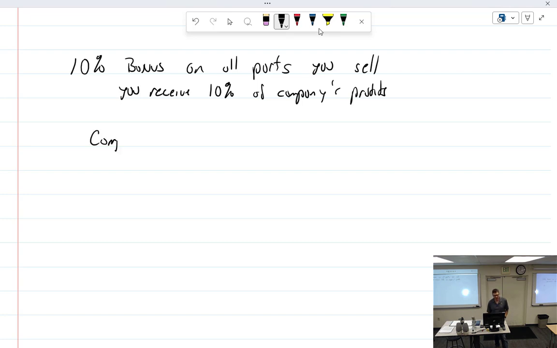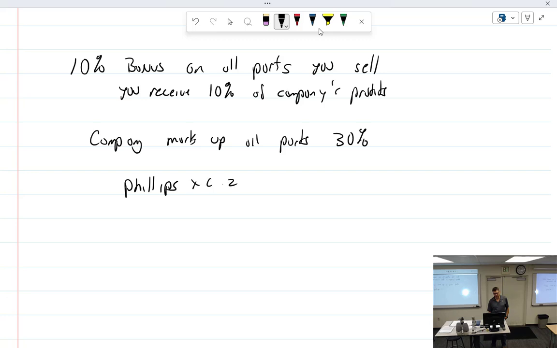So company marks up all parts 30%. You just sold me a case of oil, Phillips XC 2050 to be exact. So I just got a case of Phillips XC 2050 oil from you, and I, the customer, had to pay $85 for that case of oil.